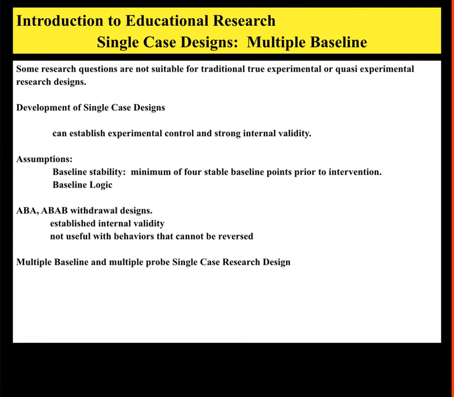As we've stated in previous videos on single case research designs, some research questions are not suitable for the traditional true experimental or quasi-experimental research designs, because these designs usually require large samples, or at a minimum, if you're using two groups and you cannot have large samples, at least an equivalence between the groups, whether it's experimental and control or more than two groups. You need to have the groups be equivalent on whatever is being measured.